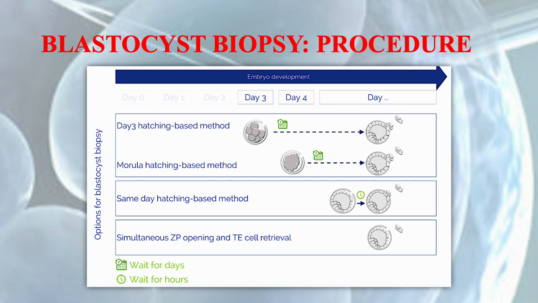Then the third method is simultaneous zona pellucida opening and trophectoderm cell retrieval, which might be a little difficult procedure because it is difficult to pull out the cells when we do not give time for the cells to come out on their own. So these are the 3 methods which are being followed.